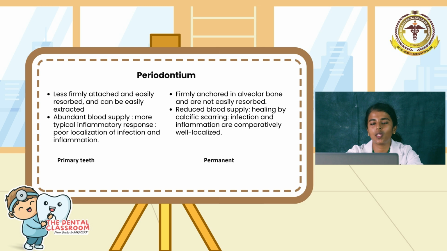So the next difference between the primary and permanent dentition periodontium is that, as the periodontal fibers are less firmly attached, they undergo easy resorption, leading to easy extraction in certain pathological conditions like dental caries. In the permanent dentition, the tooth is firmly anchored in the alveolar bone and is not easily resorbed when compared to the primary dentition. The abundant blood supply seen in the primary dentition leads to poor localization of infection and inflammation in the primary teeth, whereas it is well localized in the permanent dentition.